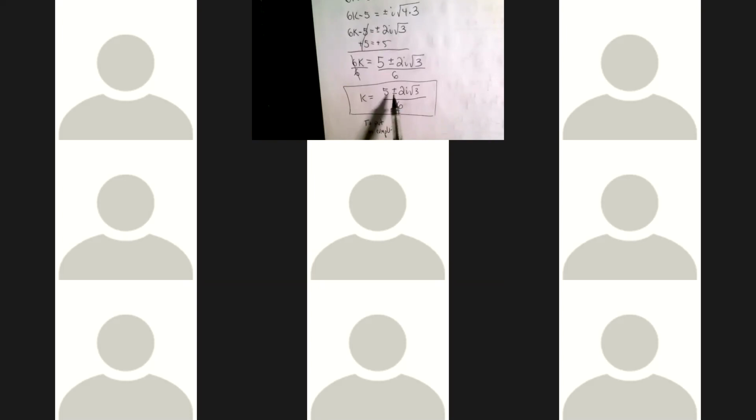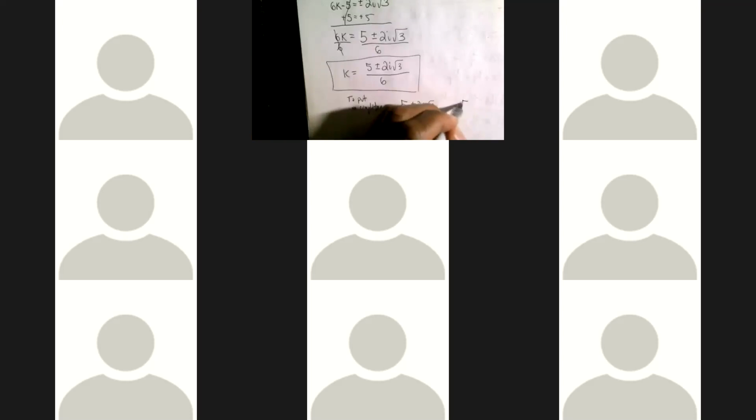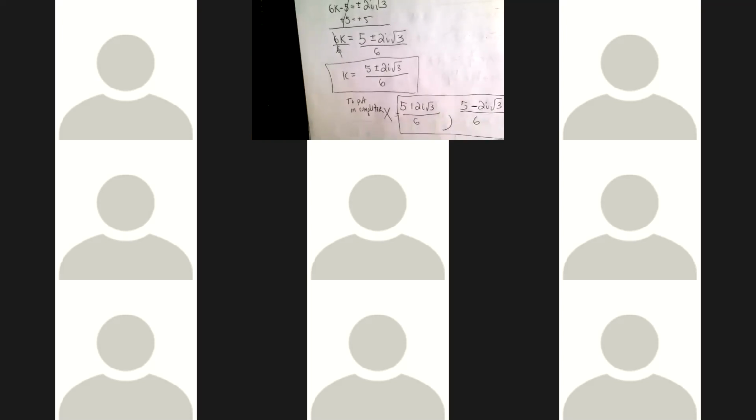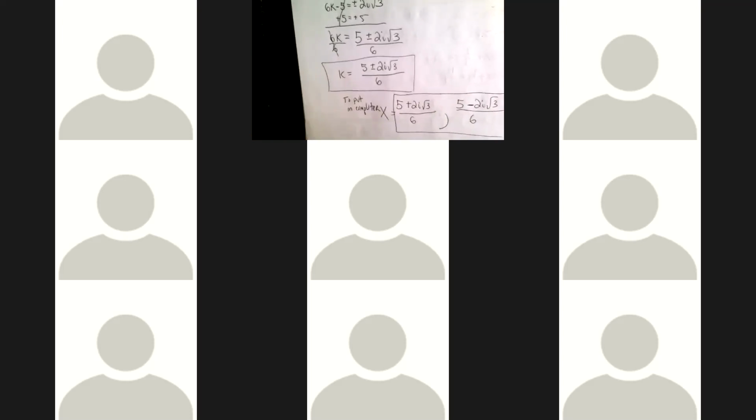We're going to split them up. This plus or minus. So we have 5 plus 2i square root 3 over 6, comma, 5 minus 2i square root of 3 over 6. So we may have to split these answers up, make it one plus, one minus. But we kind of forgot several things on how to do that. So, that wasn't the greatest thing there.